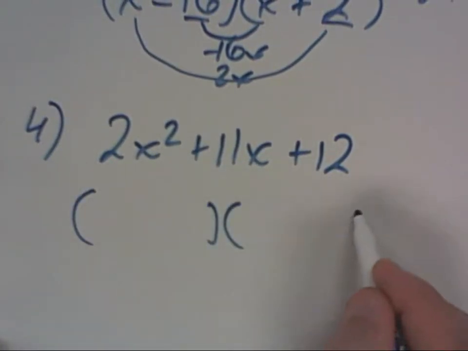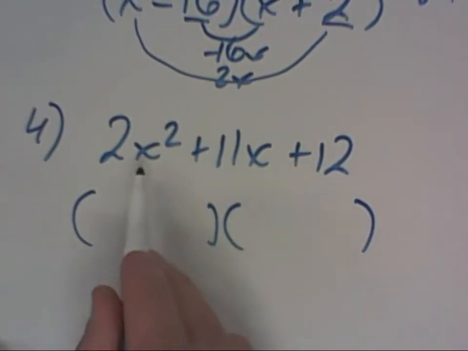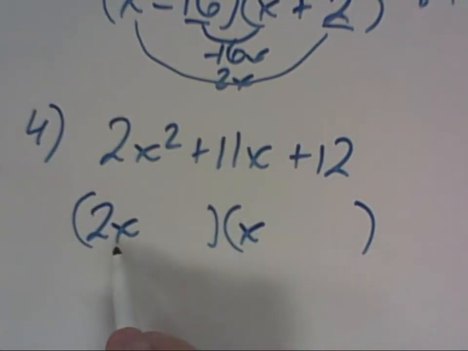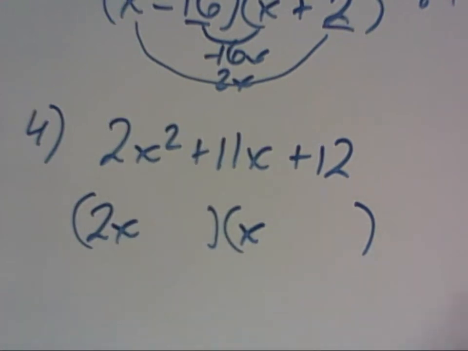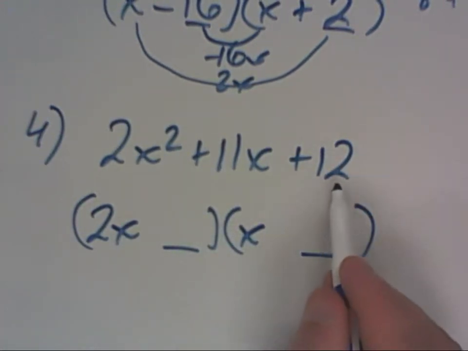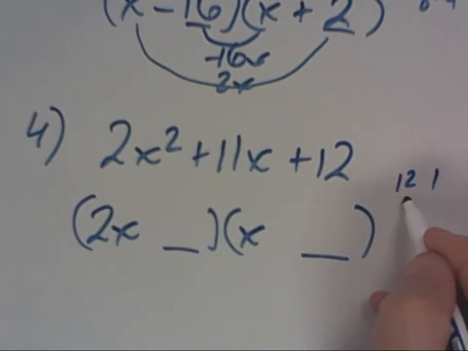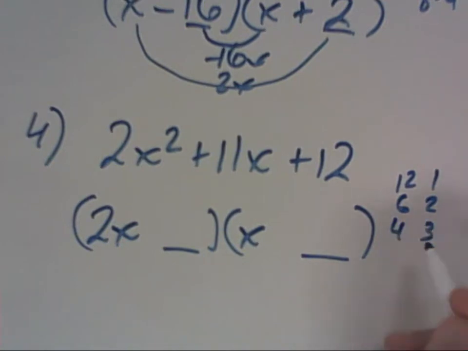The difference is, instead of just having an x and an x that gives me an x squared, one of them is going to have to be 2x. Because 2x times x gives me 2x squared. I still want something here and here that when I multiply them together gives me 12. So I could try 12 and 1, I could try 6 and 2, or I can try 4 and 3.